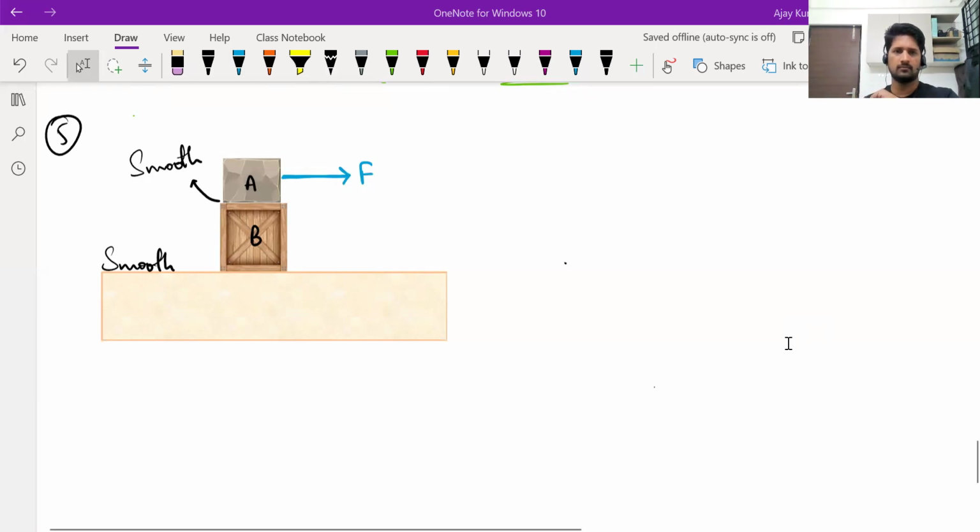Sir, the upper block will move. What about the lower one? Will it stay there itself? Yes, sir. Vanilla, what do you think? A block will move towards the right, sir, and B block will stay there only. A moves to the right, B stays there itself. Fine. One of you tell me, what all forces act on A?